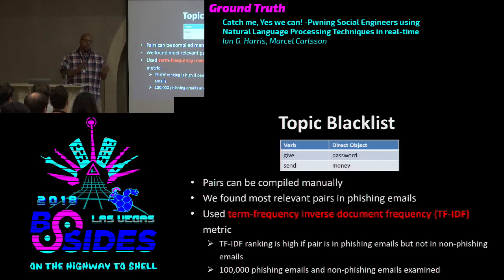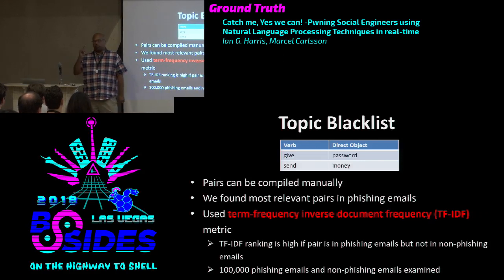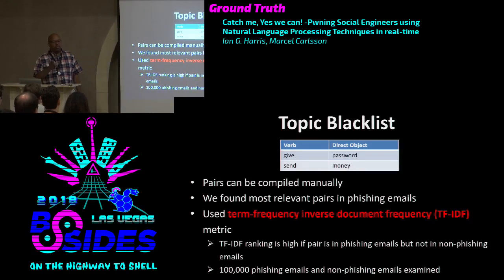So to do that, we took 100,000 phishing emails and 100,000 Enron emails, which are our non-phishing emails, and we computed term frequency, inverse document frequency. This was mentioned in the last talk too. It's a metric where, if something appears in one set a lot and not in the other set, then it gives a high value. So if you see it a lot in phishing, and not in the non-phishing, then it gets highly ranked. Okay, so we did that. And we just had some relatively arbitrary cutoff point, and everything above that we said, okay, that's our blacklist.